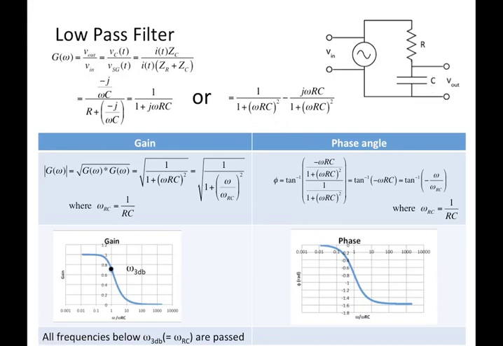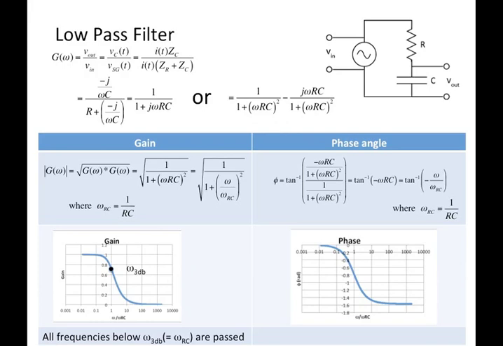Now we can go through and calculate that as well, right? We can calculate the gain, which is just V out over V in, which is going to be the voltage across the capacitor over the voltage of the signal generator. Well, we can write those down in terms of the current. The voltage across the capacitor is just the current times the impedance of the capacitor, and the signal generator is just the current throughout the circuit times the total impedance in that circuit.